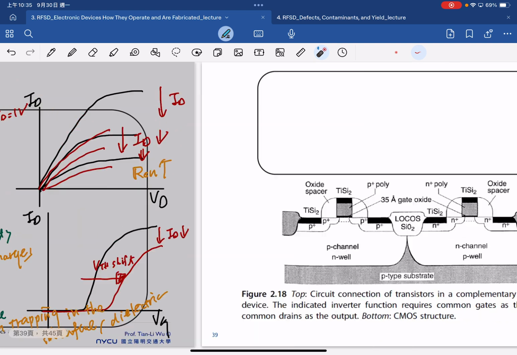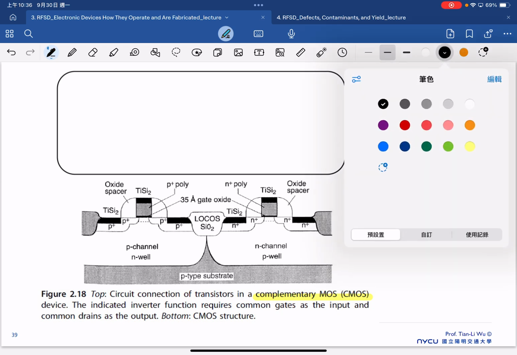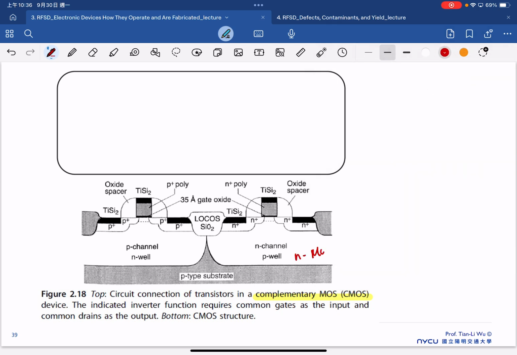Okay, so next, just a few more slides for this introduction to typical device operation and fabrication. Another thing I want to illustrate is this is CMOS here. CMOS is what we call complementary MOS. So it's basically a combination of an N MOSFET and also a P MOSFET.